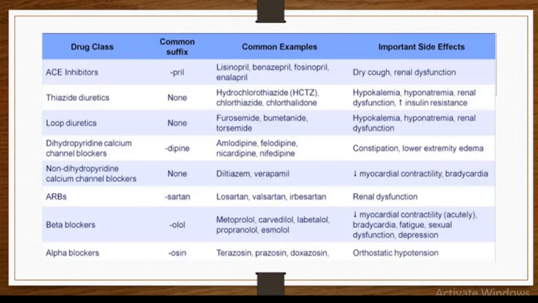So this is the end of the introductory lecture to antihypertensives.